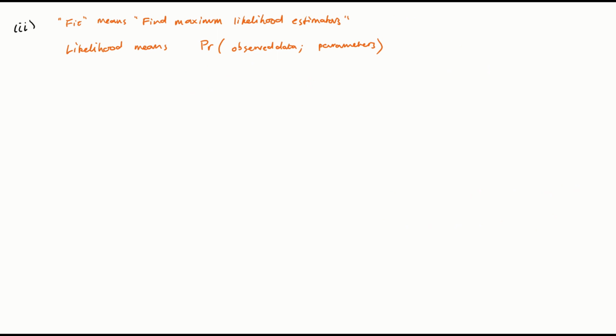Next, part 3. The question says, given a dataset x1 up to xn, explain how to fit the unknown parameters using numerical optimization. Fit, in the context of this course, just means find a maximum likelihood estimator. And likelihood is the likelihood of the observed data given the parameters.